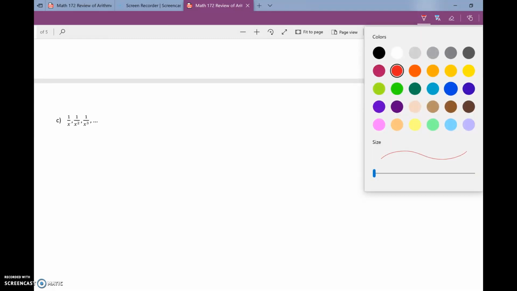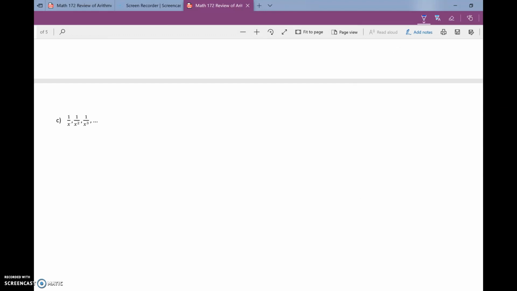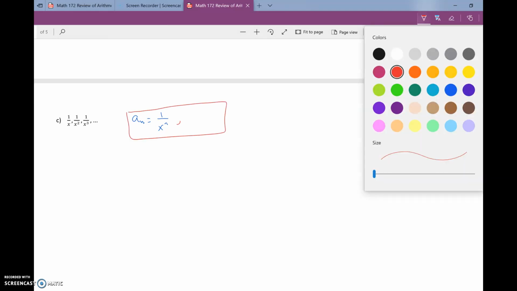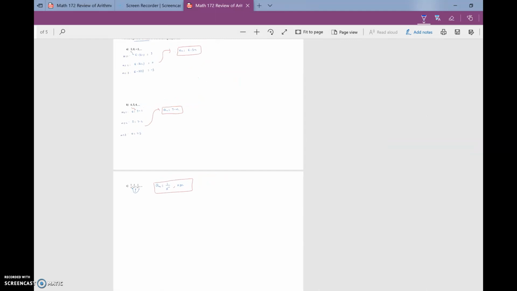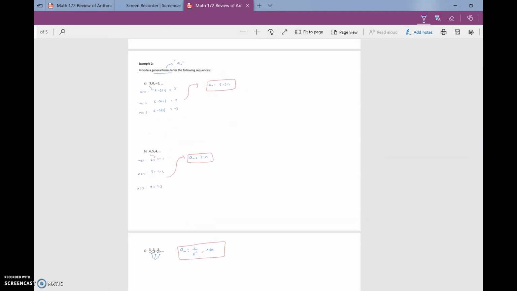Okay, so let's take a look at the last one. And this one is actually very easy to determine. A sub n is equal to 1 over x to the n. There's really nothing to do on this one. You can see that your denominators, so in this case, this is the main answer as long as x is not equal to 0. You can see that your denominators, in terms of the exponents, are being increased by 1. So that would be x to the n. So no need to try to guess a pattern. That's what we're looking at on this particular one.